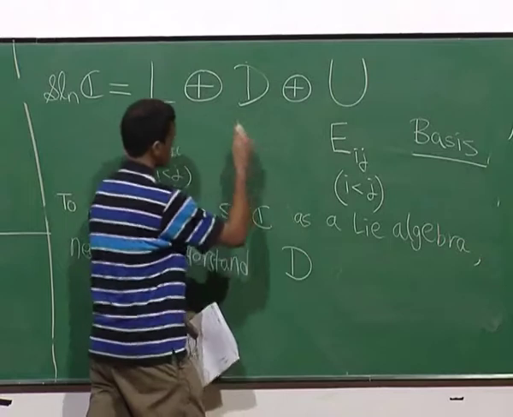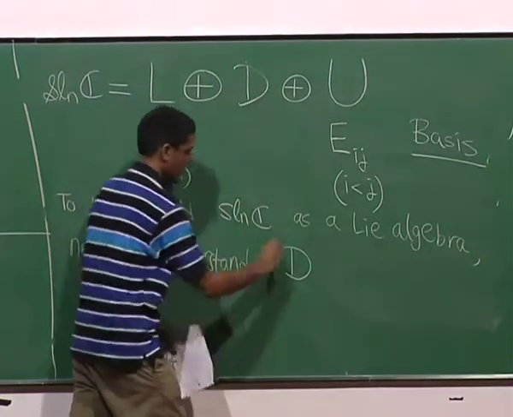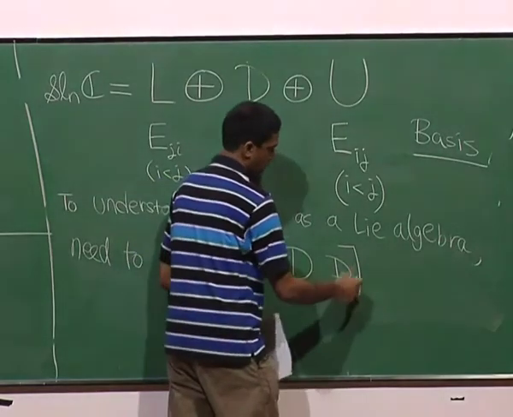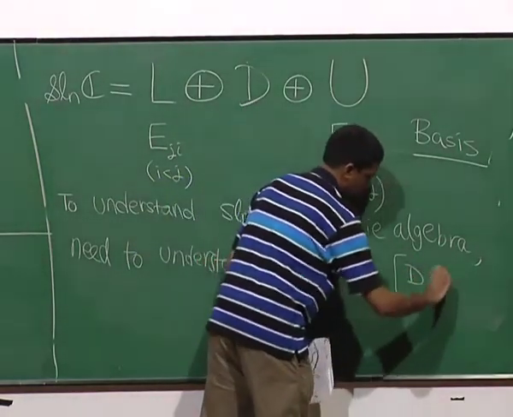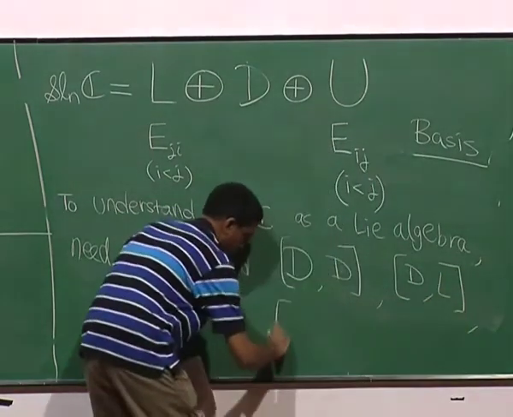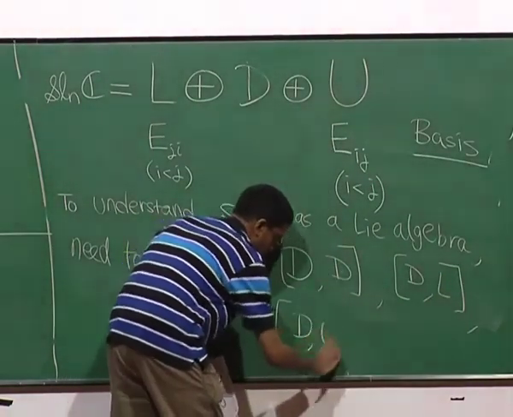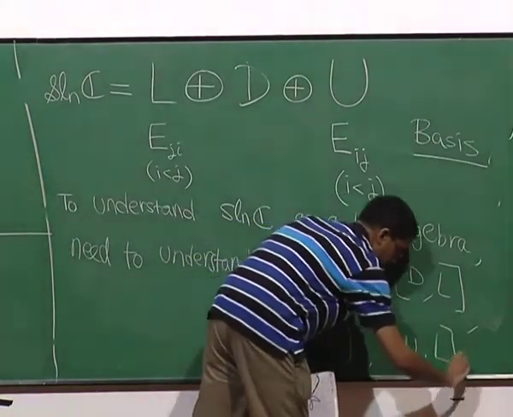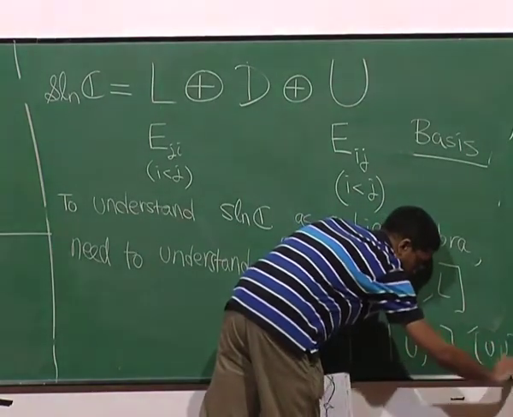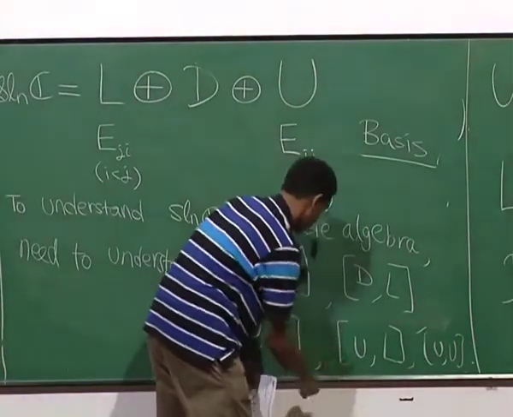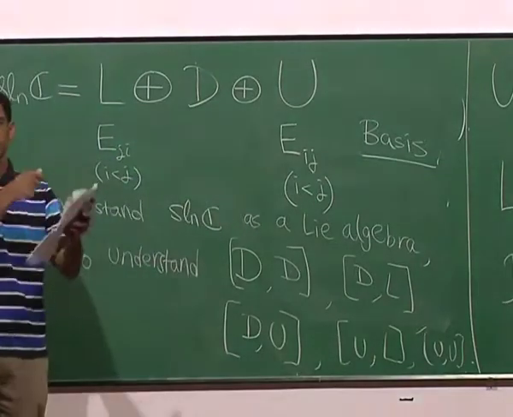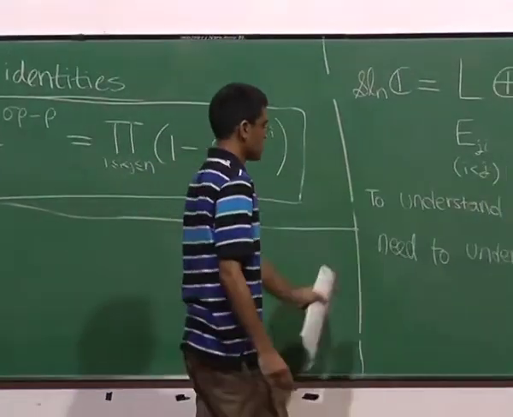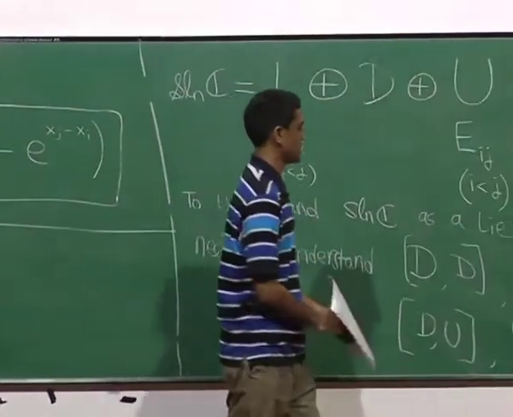Here I've firstly broken it down into three spaces. I need to understand how things in D bracket with things in D. What would they give you? What would brackets of things in D with things in L give you? And what would things in D with things in U give you? And similarly, U, L, U, and so on. I guess I'm only missing one more, right? L. So for every pair, if I understand what their bracket is, I understand everything. Okay. So I need just to understand all these special brackets.